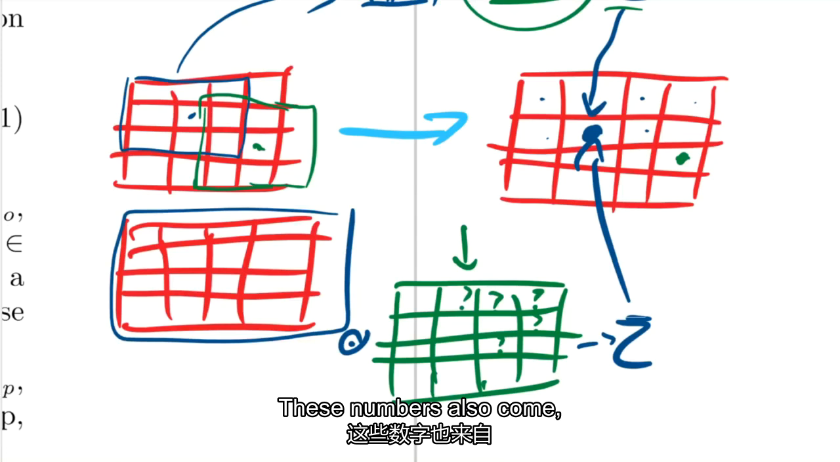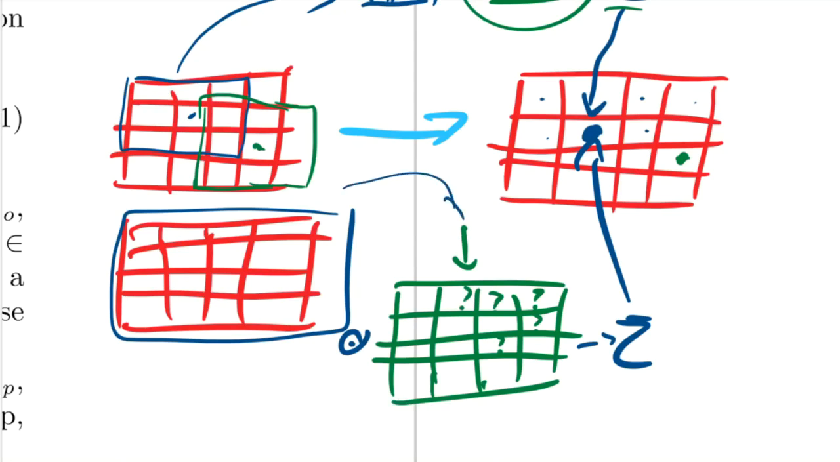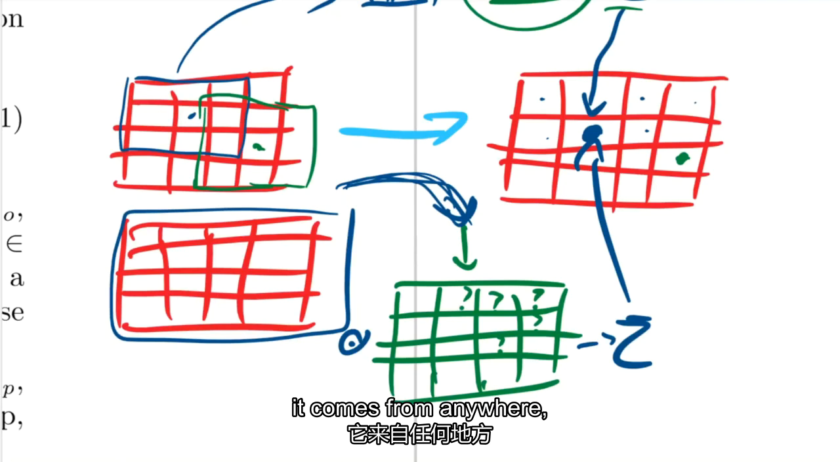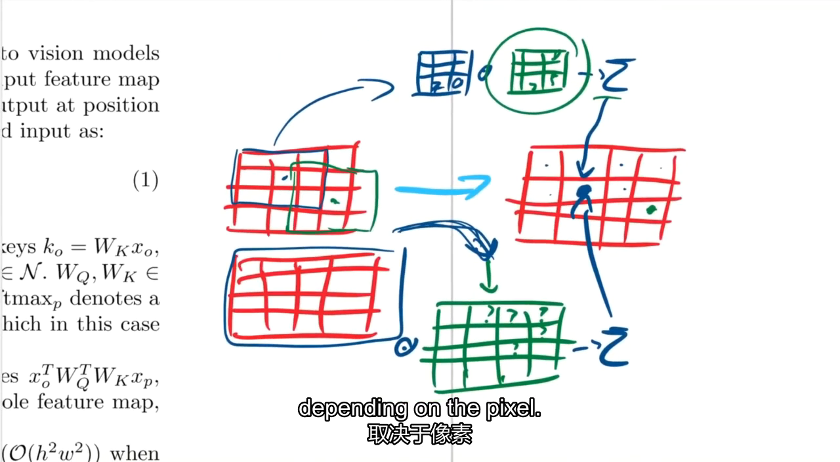Well, these numbers are dynamically computed from the input. It's a bit special, but this is how attention works. So every pixel gets to decide where information comes from and how it is aggregated. It comes from anywhere, and how it is aggregated is dynamic depending on the pixel.